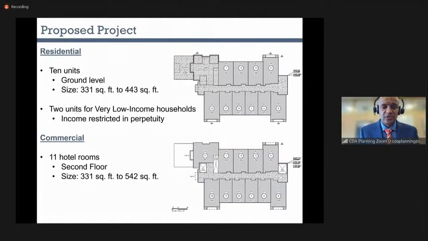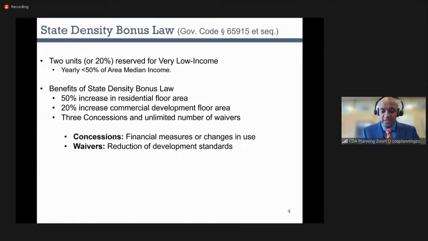The project involves construction of a two-story mixed-use building with 10 residential units on the ground floor and 11 hotel rooms on the second floor. The unit sizes, layouts, and overall design for both residential units and hotel rooms are somewhat comparable. The application was submitted under the state density bonus law. As such, the project proposes to set aside two of the 10 residential units for very low-income households. The two very low-income units qualify to satisfy the county's inclusionary housing requirements. Additionally, these two units qualify the project for a state density bonus.